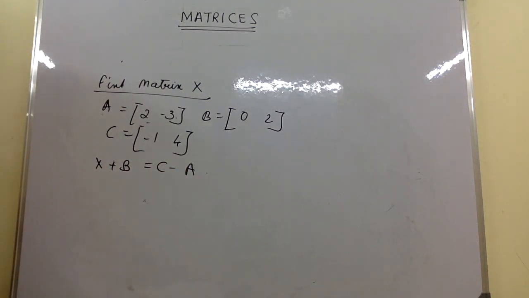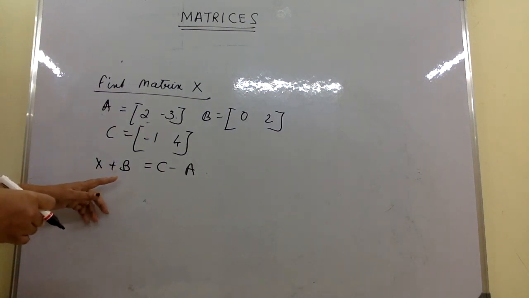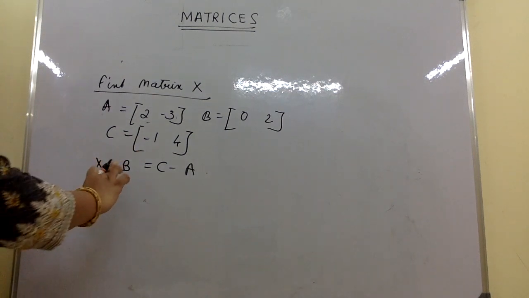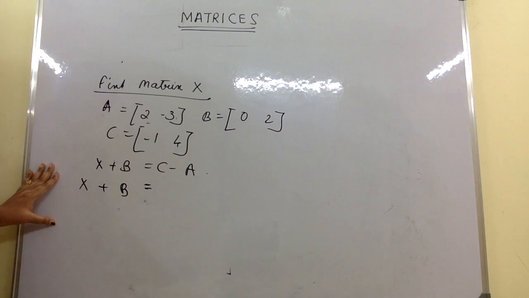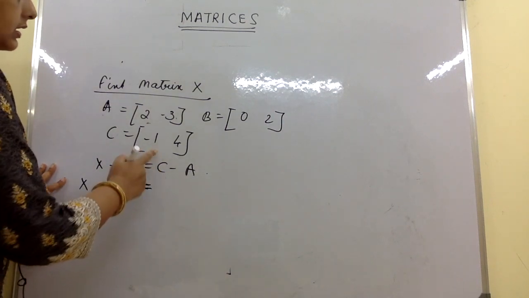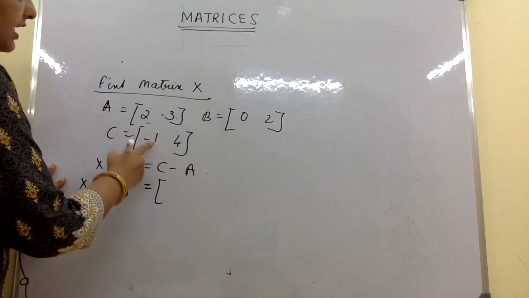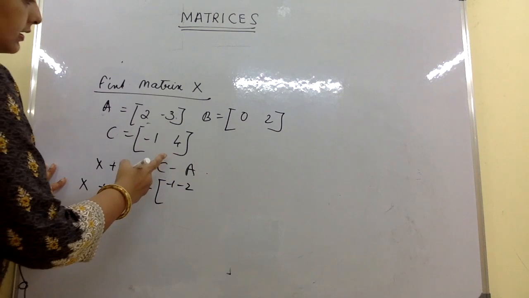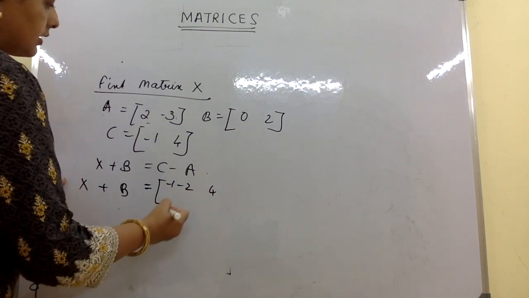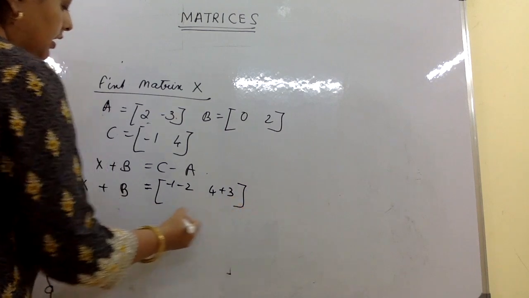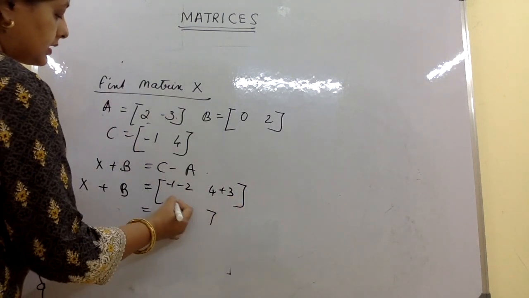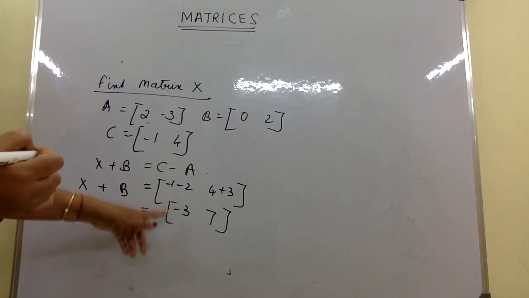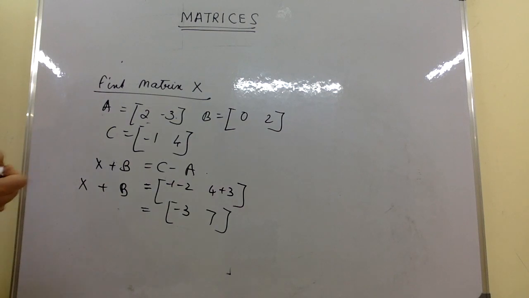Okay, so how do we find the matrix? Here we have to find the matrix X. Okay, so first thing is we will find C minus A. So C is this minus 1, minus 2. Okay, so it is minus 1, minus 2, and then it is 4 and plus 3. Okay, how much is it? So it is minus 3 and 7. That is C minus A comes to minus 3 and 7.